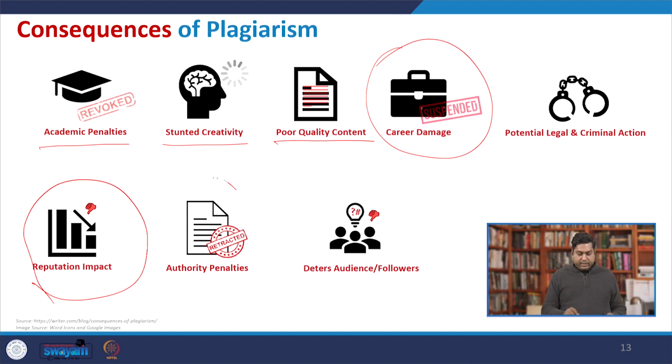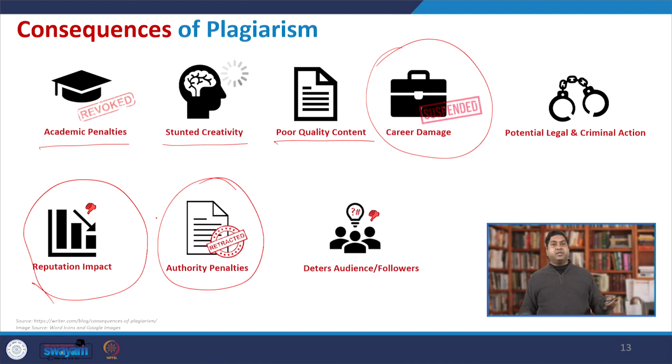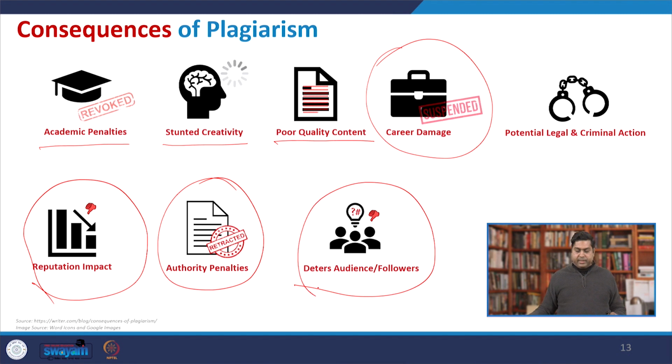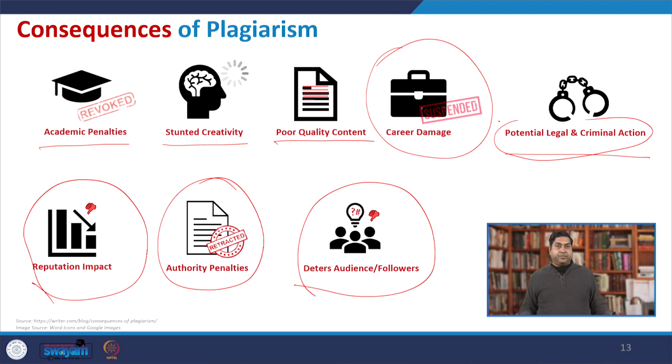Then there are other authority penalties: the papers you published may be retracted, which is again a shameful result. You may lose your audience and followers. If people know that a person or student committed plagiarism, they will consider you not a good researcher, which deters the audience. And in some cases, if it involves stealing an idea or intellectual property and you claim it, if proved, that may also lead to potential legal and criminal action. These are not the desired outcomes of any research.